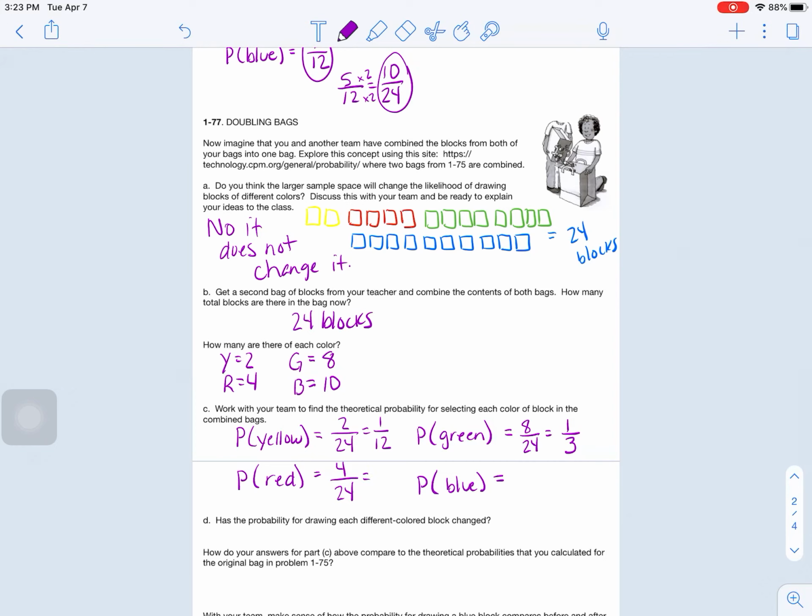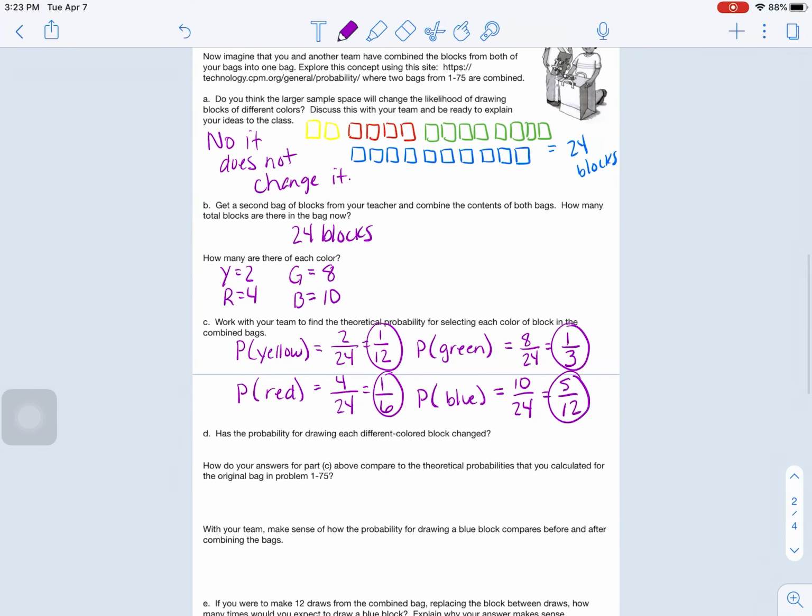Yep, out of 24, there are 4 of them, so that's going to be 1/6. And then probability of blue out of 24, that's 10. Okay, so we know that's going to be 5/12. So there's my 4 theoretical probabilities. I've not conducted an experiment yet. Has the probability for drawing each different colored block changed? No, it is not. They are all the same.